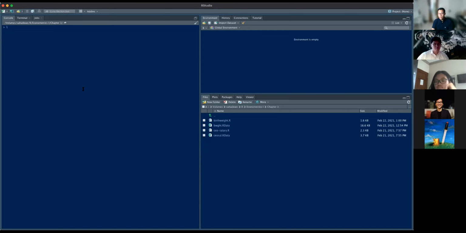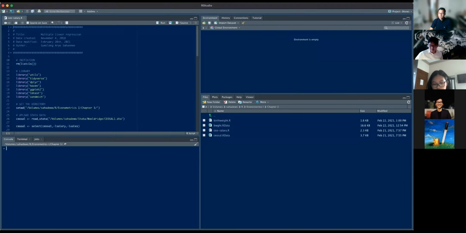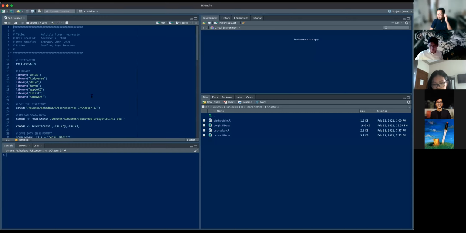And then after you download it and complete the installation, you can then install R Studio. After you install R Studio, you can start your analysis. I posted several examples of R. In this particular case, I'm going to show you an example using the CEO salary data from Jeffrey Wooldridge's textbook.